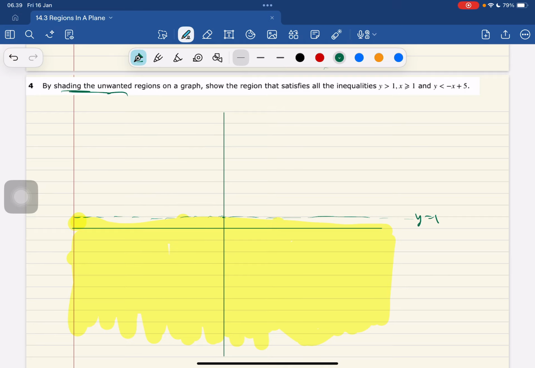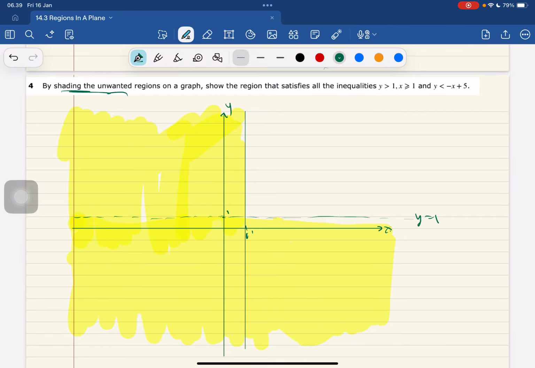Next, what we got? We got x bigger than or equal to 1. So this is 1. Since this is bigger than or equal to, we'll make it a full line. Okay, so x less than 1 is the unwanted area. So here is the unwanted area for the second. So this is the y line, this is x.